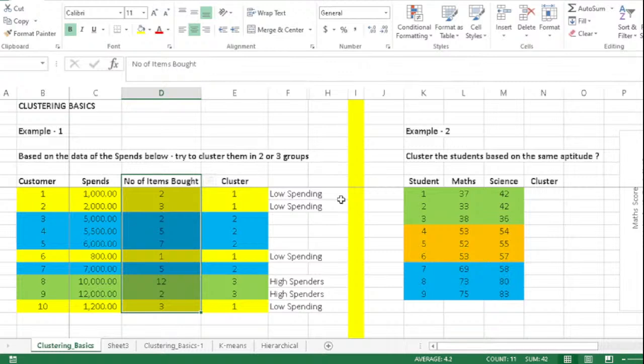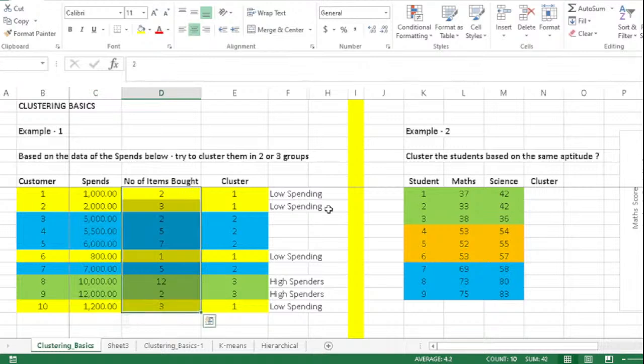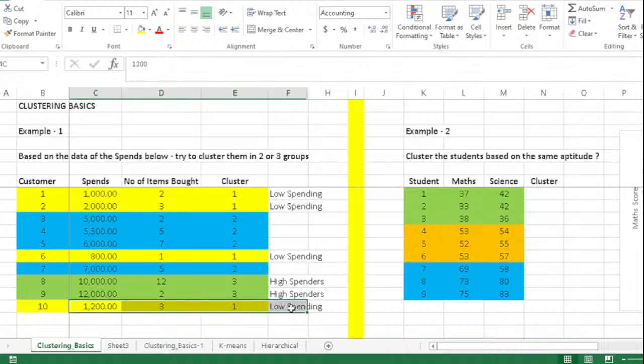Okay, let's see an example here. Like I said, these are 10 customers. These are the spending, and these are the items they bought. Now, if I want to cluster them, you can see 1, 2, 6, and 10 are low spenders. They are not very heavy spenders. Then I have the blue ones.